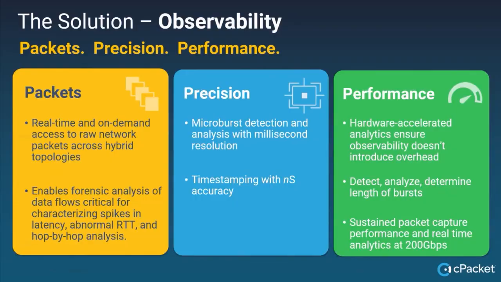So at cPacket, we'd like to talk about the 3 Ps. It's packets, precision, and performance. So we talk about packets. As you can imagine, given the company name, we care a lot about packets here at cPacket. But we can do things like characterizing spikes in latency, abnormal round trip time, and hop-by-hop analysis. And then we get to precision, which is all about microburst detection and the ability to timestamp with nanosecond grade accuracy. And this is a really big differentiator for our financial customers and customers in the healthcare sectors. Really the ability to do all of this with absolute precision and again, nanosecond grade timestamping.